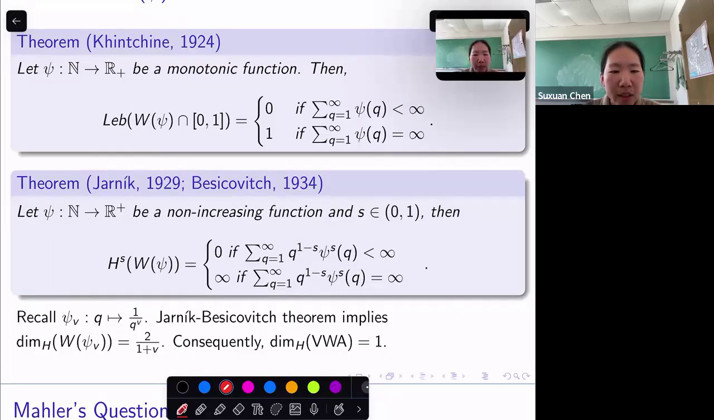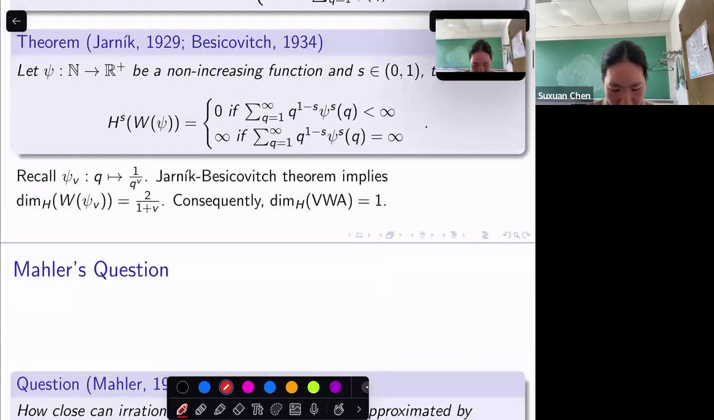And if we look at this expression as v goes to 1, the dimension 2 over 1 plus v goes to 1. Therefore, since the very well approximable numbers is the union of all W psi_v for v greater than 1, we have that the Hausdorff dimension of very well approximable numbers is 1.